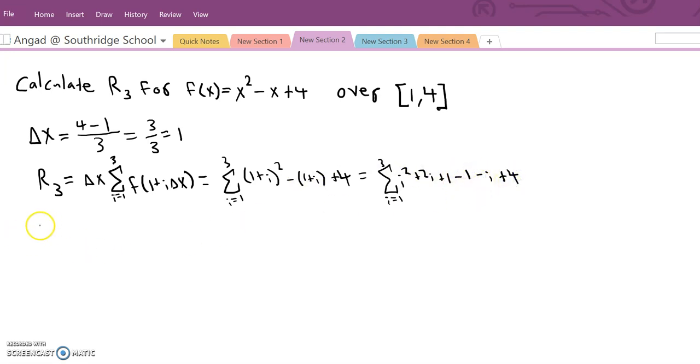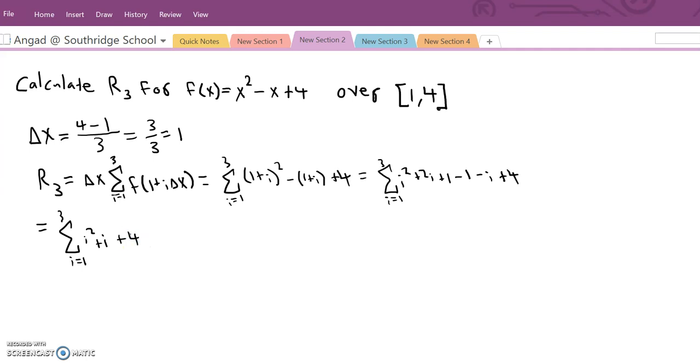So if we work that all out and simplify it and combine terms, we'll end up with sigma again, n equals 3. We'll end up with i squared plus i, and then the 1's cancel, so we just have plus 4. So i squared plus i plus 4 is what we're left with here.